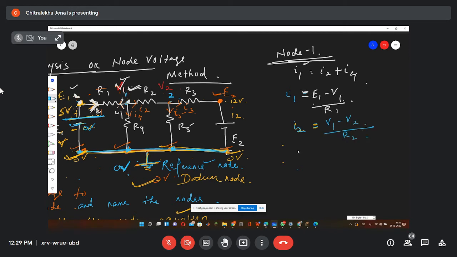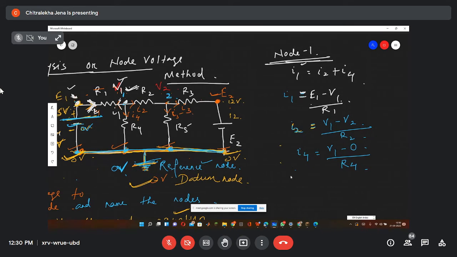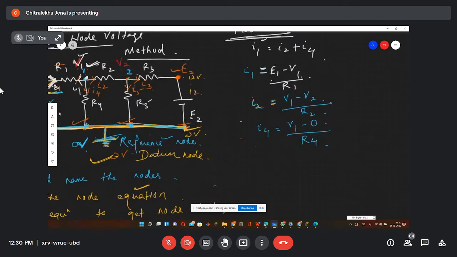So now come to I4. I4 will be equal to how much? The potential of the datum node is 0 volt. So what will be I4? V1 minus 0 divided by R4. Just substitute all the values of I1, I2 and I4 in equation 1.